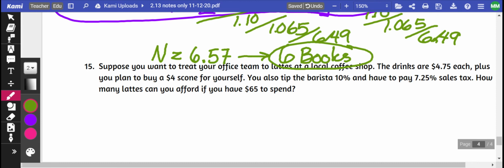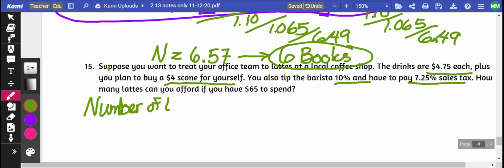Suppose you want to treat your office team to lattes at a local coffee shop. The drinks are $4.75 each. And you also plan to buy a $4 scone. You tip the barista 10%, and you have a 7.25% sales tax. How many lattes can you afford to have if you have $65 to spend? So the number of lattes, oh boy, here we go. We'll have it be n.